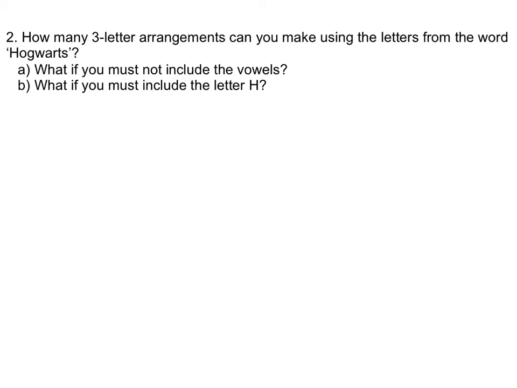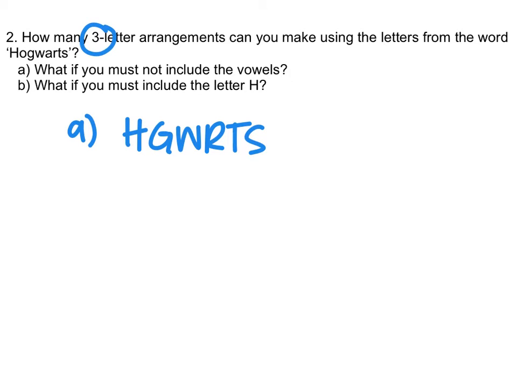Question number 2, in how many 3-letter arrangements can you make using the letters from the word Hogwarts? What if you must not include the vowels? Okay, so Hogwarts without the vowels is HGWRTS. That's 1, 2, 3, 4, 5, 6 total letters, and I want to make a 3-letter arrangement. So arrangement implies that the order actually matters. So if we've got 6 total and I'm wanting to arrange 3 of them, that's 6 permute 3, which is equal to 120.